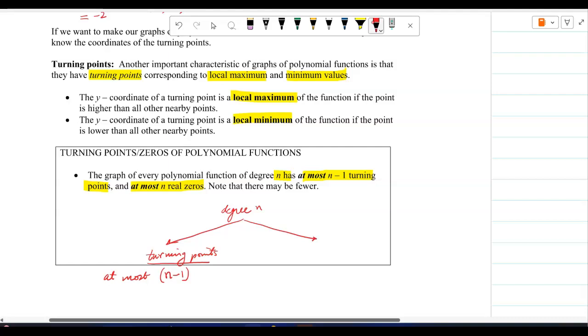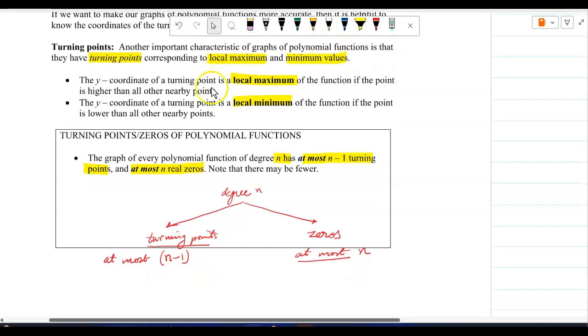And zeros? How many zeros at the most? N. So if it's 5, then at most 5. Maximum 5. Because if a repeated root comes in, then it will be less. You saw that something? They were repeated roots, so minus 1, 2, and the other 2 were there. Are you understanding this?